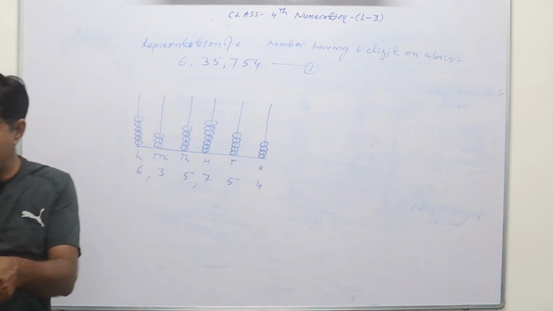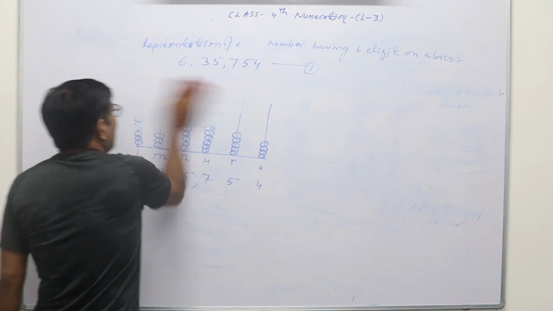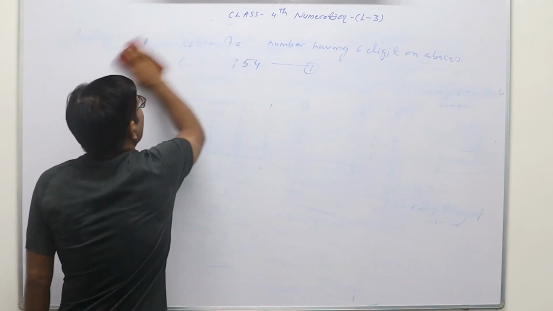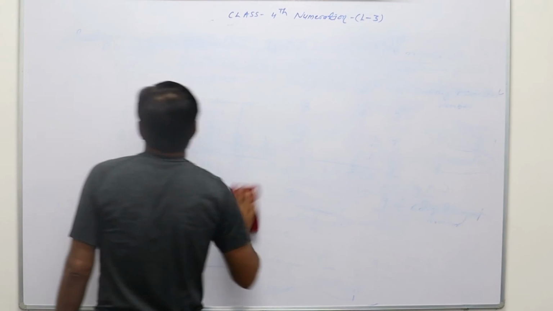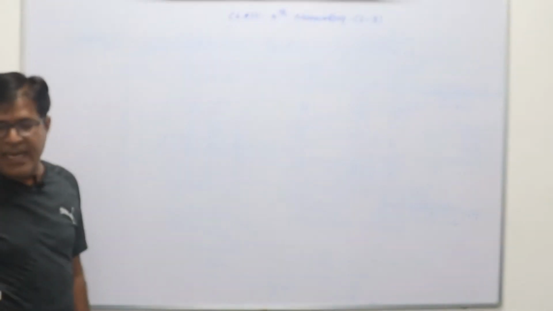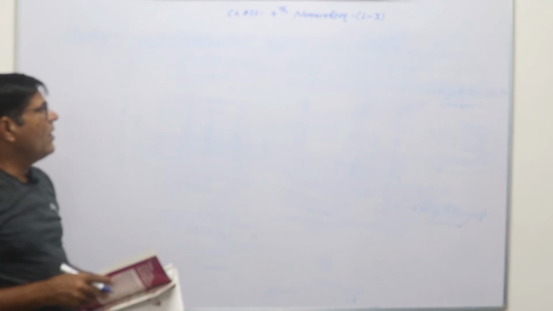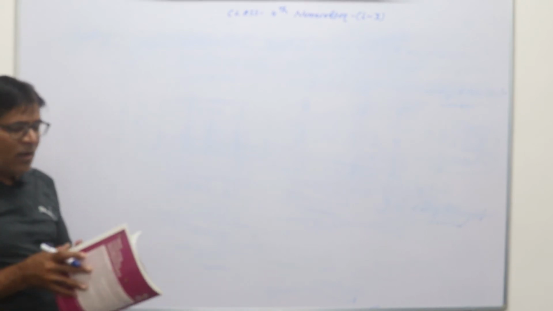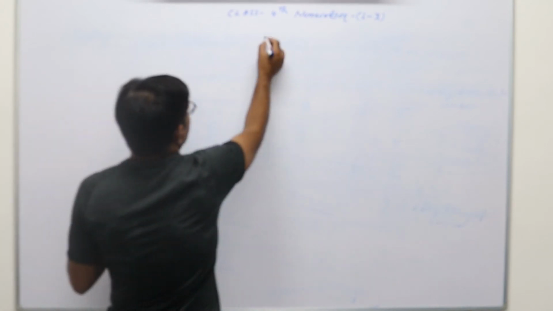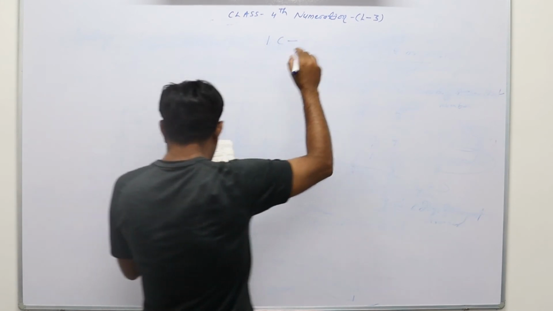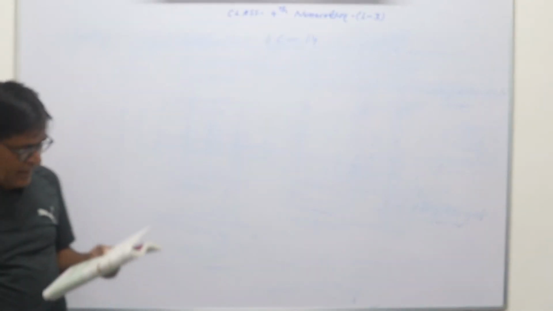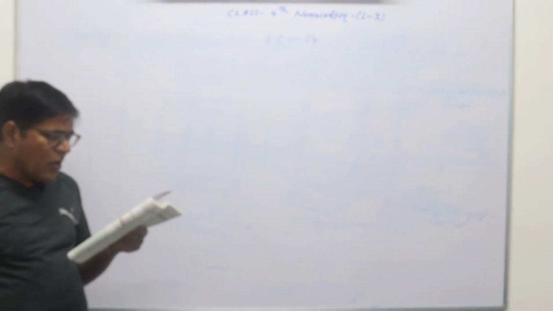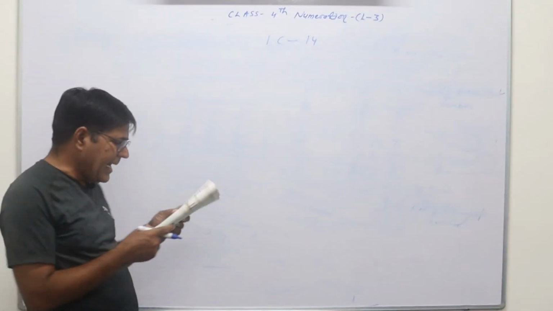Now we will do the exercise on the basis of reading and writing of 6-digit numbers, counting the lakhs, formation of numbers in lakhs and representation of a 6-digit number on the abacus. So the self practice exercise 1C, page number 14. Question number first. Write the number shown on the abacus both in figure and words.